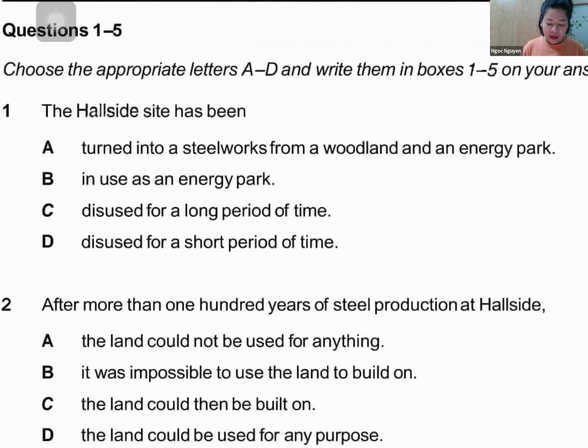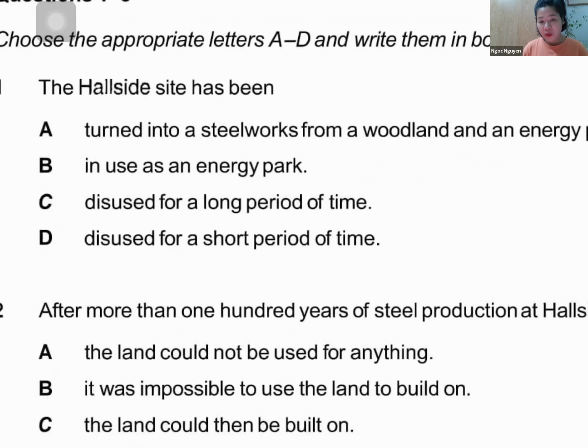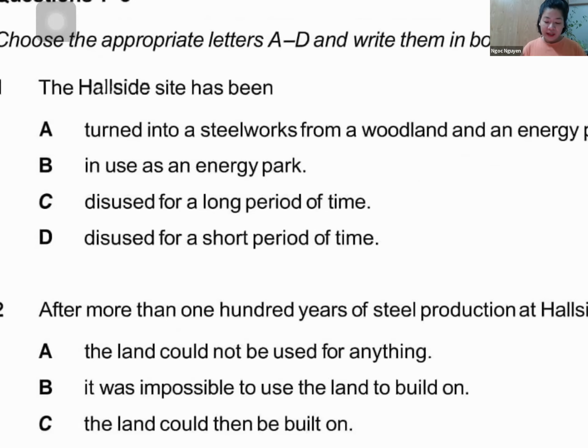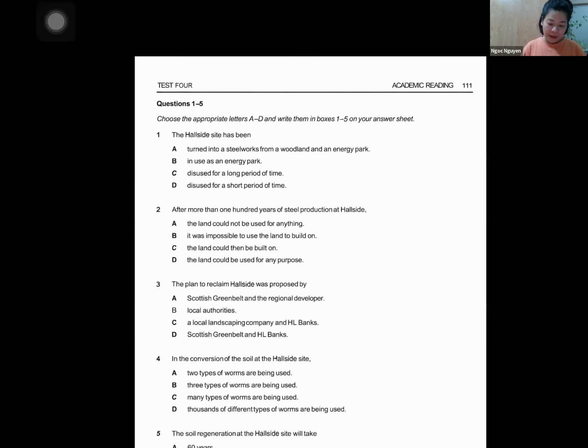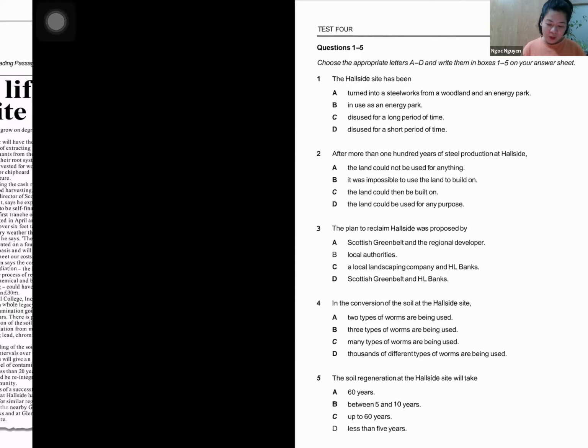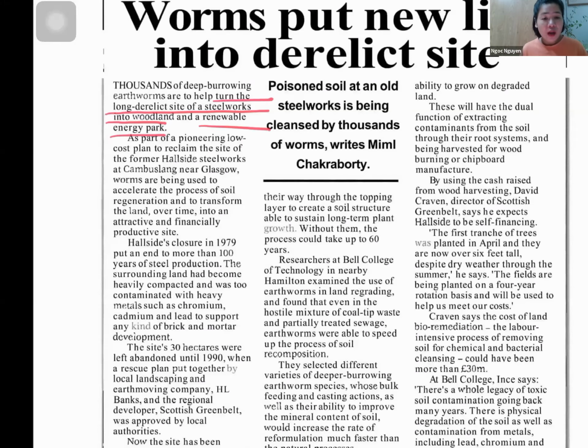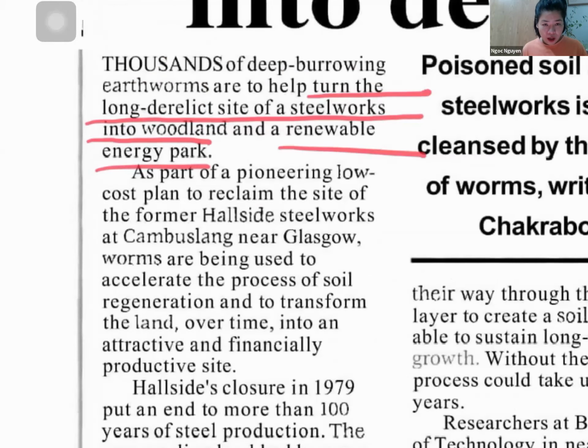Thế thì bây giờ em sẽ chỉ còn lựa chọn là cái C là disused for a long period of time or disused for a short period of time. Thì bây giờ chỉ còn cân nhắc C và D thôi, khác nhau đúng là long và short. Thì cái đáp án của nó là ở đây em ạ. Em sẽ nhìn thấy là chúng mình vẫn đoạn mà chị gạch cho em đó, nó chính là cụm earthworms are to help turn the long derelict site of a steelworks into woolen and a renewable energy park.